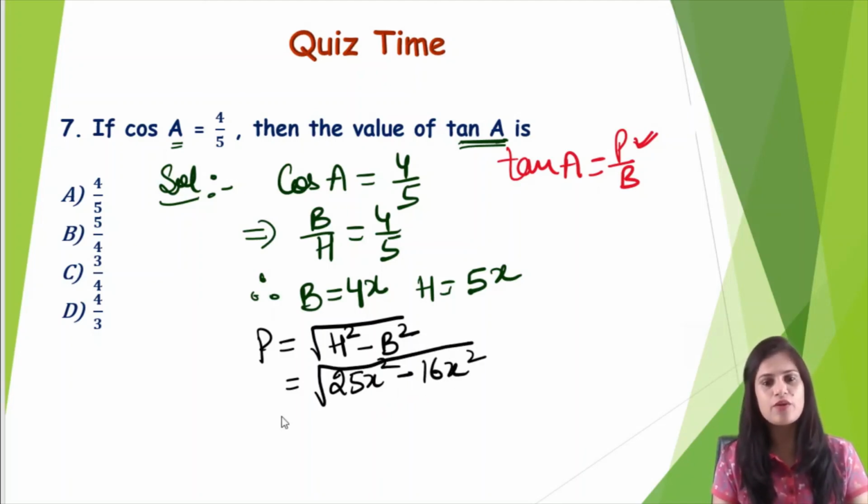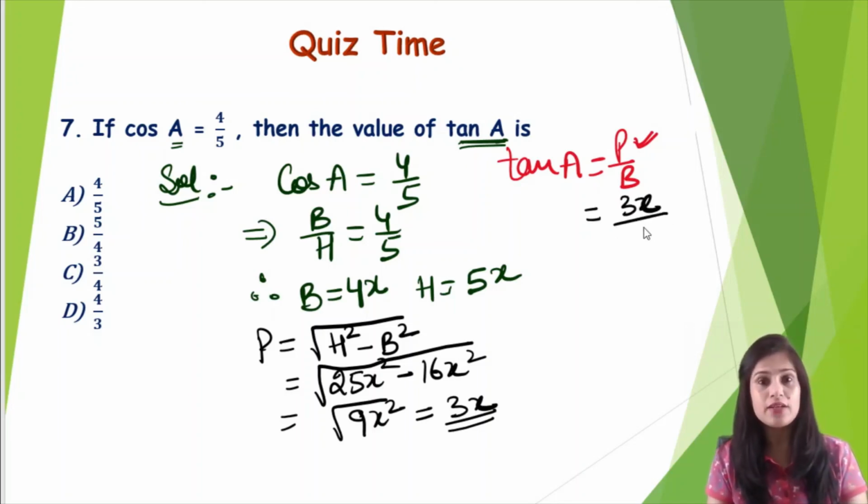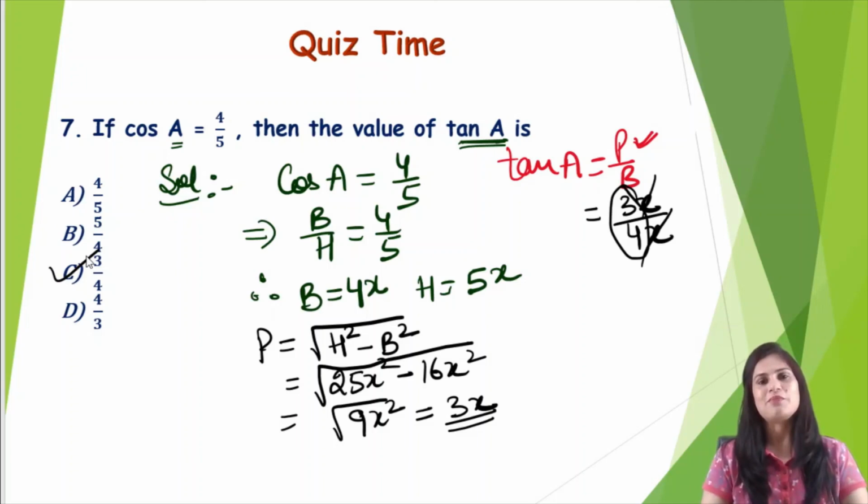Yes, in square root. Subtraction, we'll do subtraction over there and we'll get 9x square. 9x square in square root will become 3x. So P we have got as 3x and base was already given, that is 4x. X and x will get cancelled and we are left with 3 by 4. Let's check out the options, and option C, 3 by 4. Yes, so here we have calculated the seventh question in our quest time.